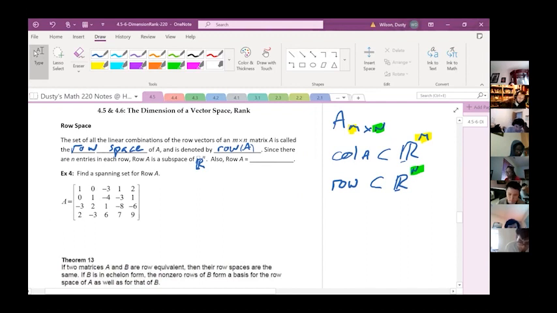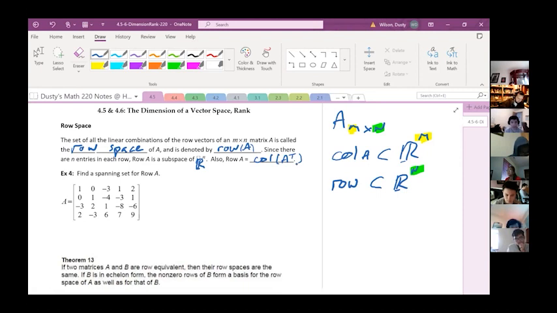Also, the row space of A would be the same thing as the column space of A transpose. Remember, transpose switches the rows and the columns of a matrix. So if we wanted to, in example four, find a spanning set for the row space of A, a spanning set would be a set of vectors that spans the whole space. Let's not overthink. The four rows here would form a spanning set.